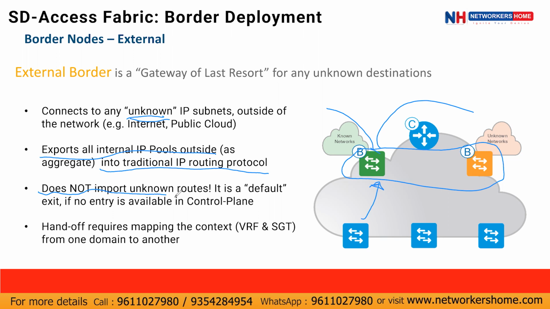Keep this in mind that it does not import unknown routes. It's a default exit. If any IP is not found by the control plane node, the default exit will first be tried with known networks. If no IP subnet is found in this specific border for the known networks, it will exit via the unknown networks. So this decision is taken based on the subnet or the destination IP. What exactly is it? Is it a public IP, or where does the user exactly want to go?